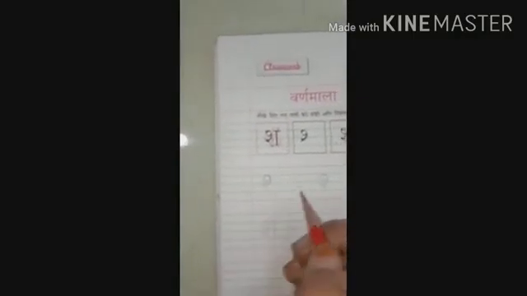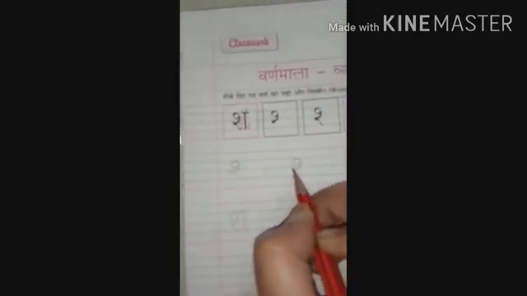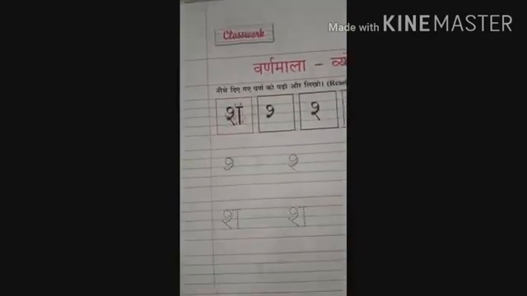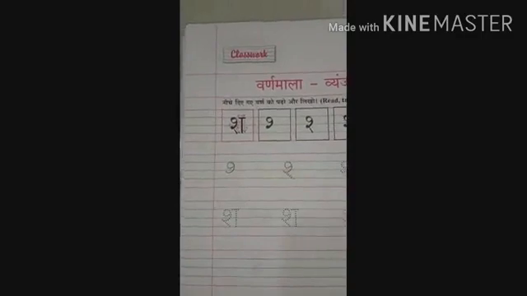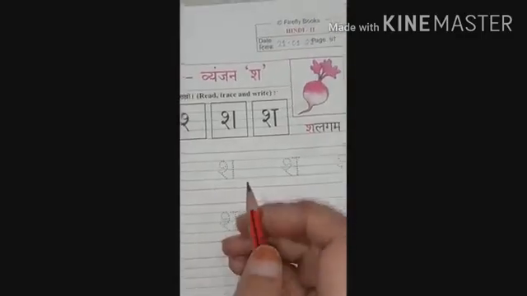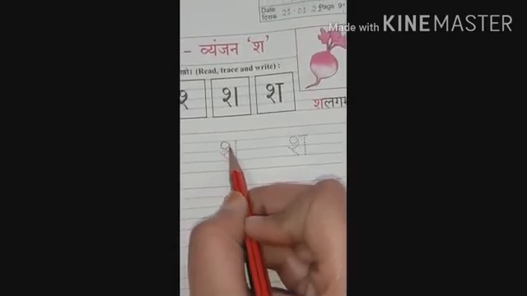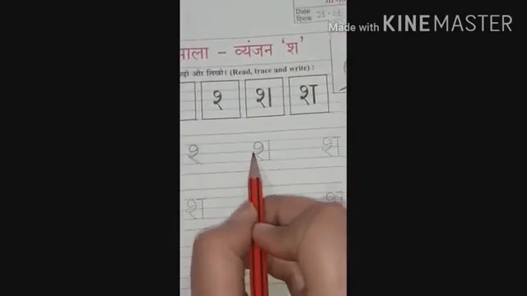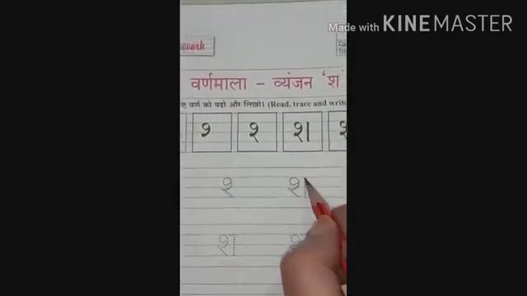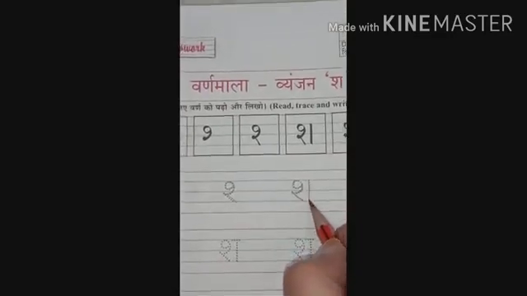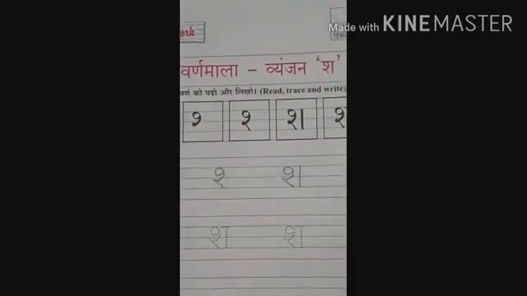After that, look, first you have to make one circle. Then you have to make one curve like this. And after this curve, what do you all have to do? You have to make one slanting line. Look, first you have to make a small circle like this. Then one curve. After that, one slanting line like this. And after that, you have to make one standing line starting from the first gray line till the third gray line. Like this, you have to make व्यंजन sh.